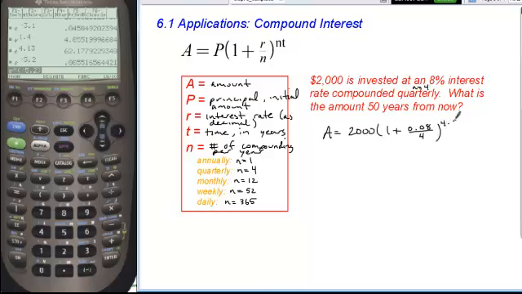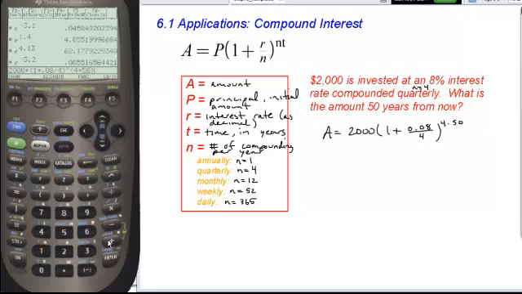If we take that and plug it in, we get 2,000 times the quantity 1 plus 0.08 divided by 4, all to the power of. Now, if you write a product in your power, you have to put grouping symbols. Otherwise, your calculator will misinterpret order of operations. And so we take 4 times 50, we'll put that whole product inside its own set of grouping symbols. And we've entered a decimal, so our answer will be displayed as a decimal.